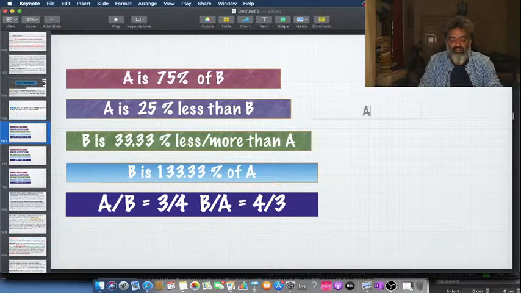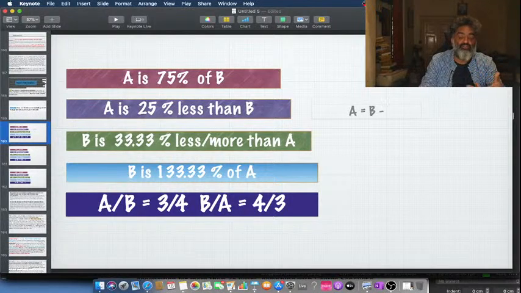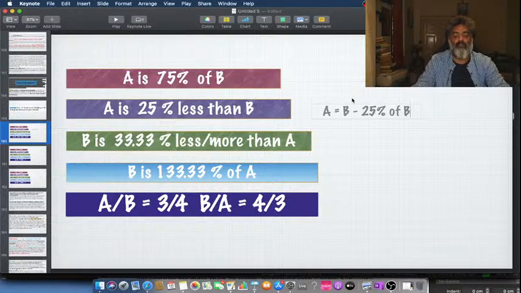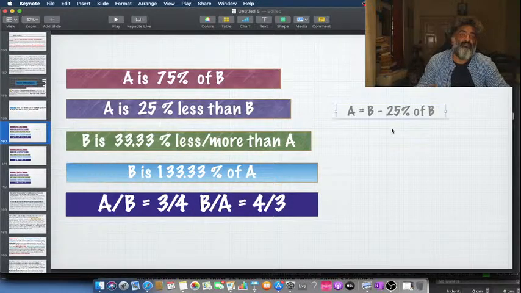A is 25% less than B. A is equal to B. The first time I will write it very slowly. Next time, by the fifth time, I hope everybody will be okay with that. A is 25% less than B. A is less than B. That means A is equal to B minus something. How much to subtract? 25% of B, right? So A is 25% of B behind B, that is the interpretation.